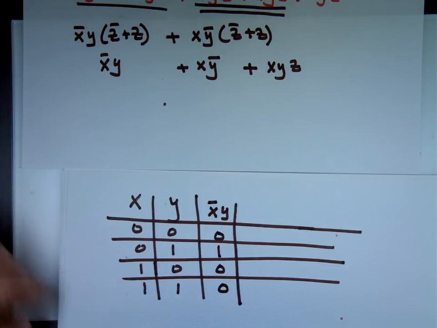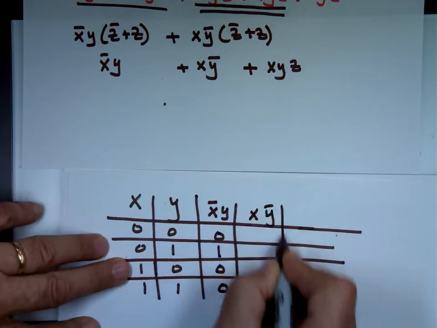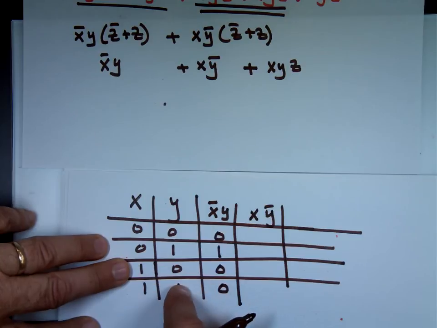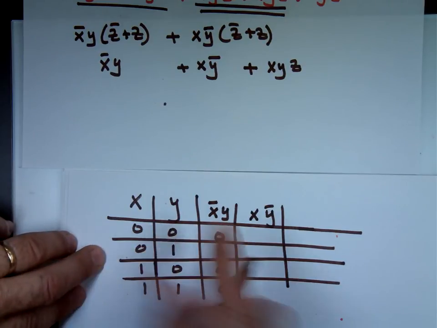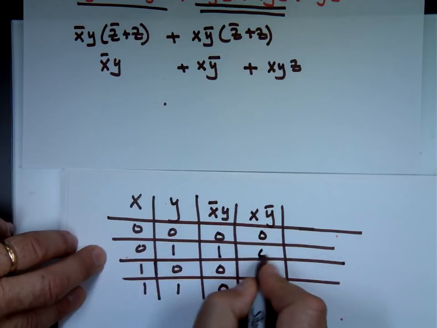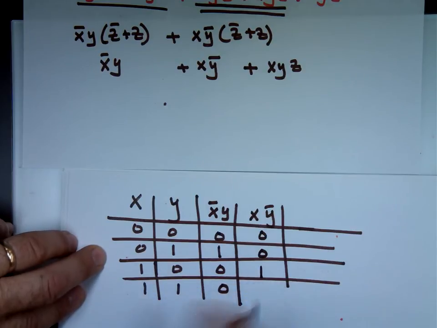The other one, X, Y bar. Let's see what that column looks like. It says complement this. That becomes 1, 0, 1, 0. 1, 0, 1, 0. What's 1 and 0? 0. What is 0 and 0? 0. 0. What is 1 and 1? 1. What's 0 and 1? 1. And, oh, 0. 0.